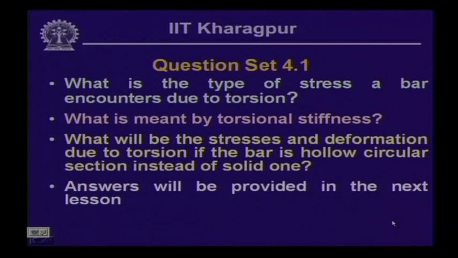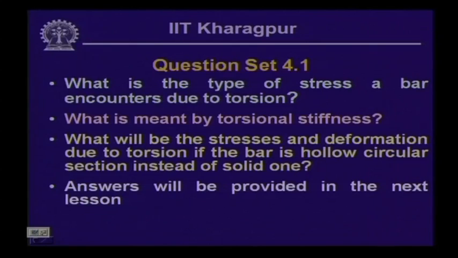Now, what is the type of stress a bar encounters due to torsion? Once you go through this lesson, you will be able to understand that when a bar is subjected to a twisting moment, what is the kind of stress that a bar is subjected to. Now, what is meant by torsional stiffness? This aspect is important. In fact, the example problem which is set is in terms of this. So, you can find out what the torsional stiffness is and what the stresses and deformation due to torsion will be if the bar is of hollow circular section instead of solid one.